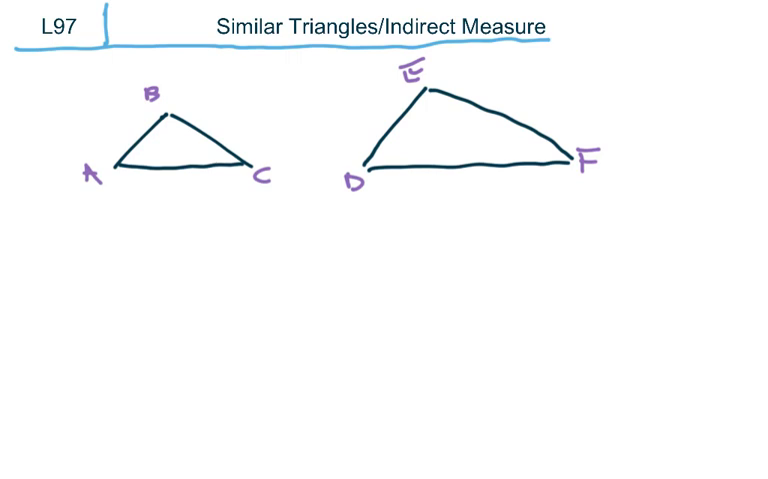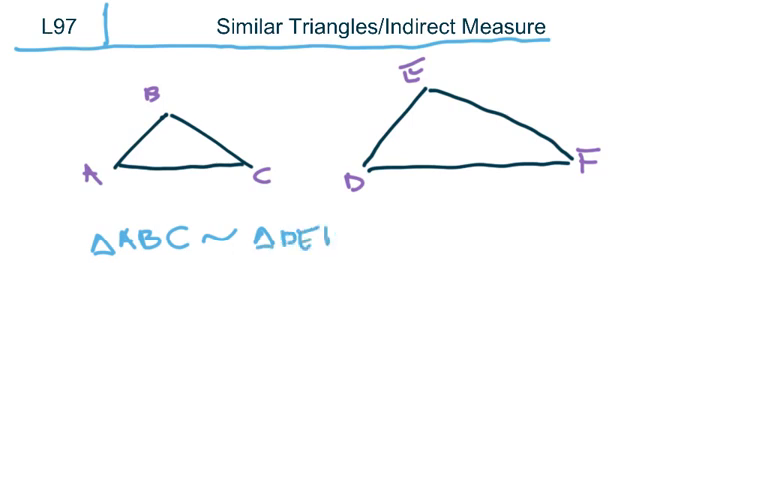L97, similar triangles, and then we're going to take some time looking at something called indirect measure. Please draw these two triangles and label them the way you see. A little bit more labeling: I'm going to make this mark here. Actually, I'm going to make a statement right now. The triangle ABC is, do you remember what that means? Good. Is similar to triangle DEF.